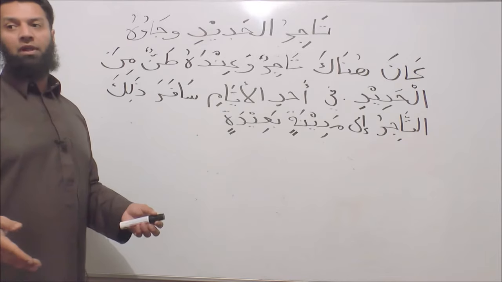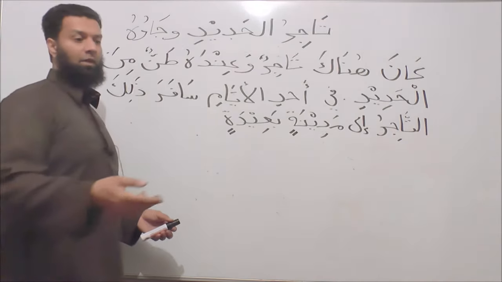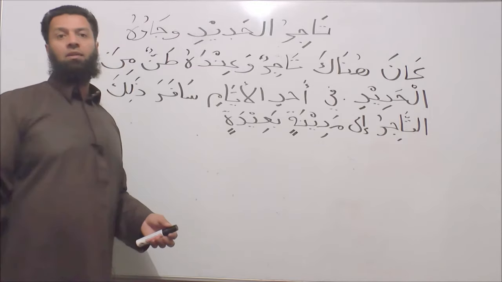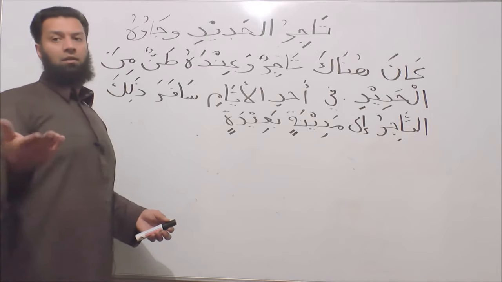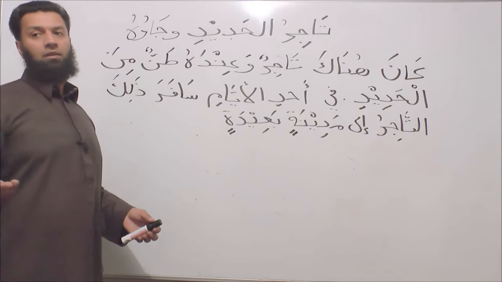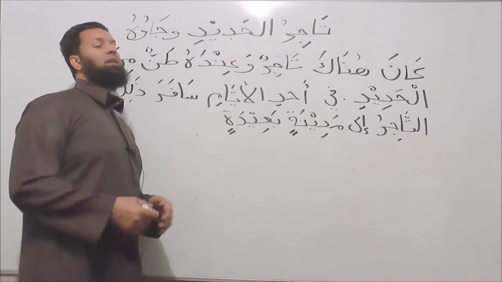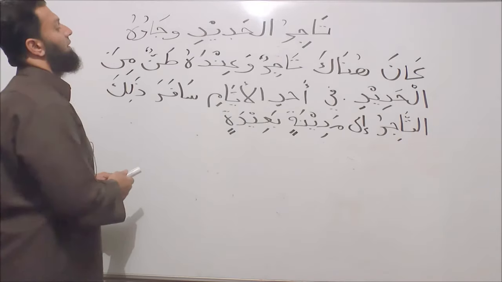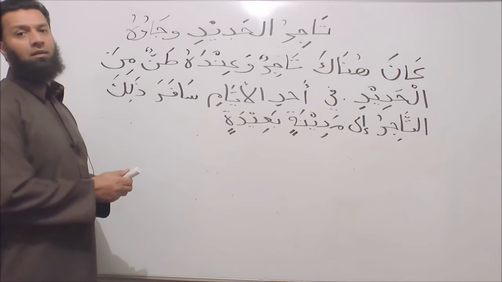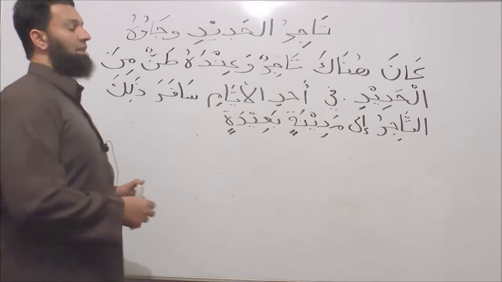A tall boy: waladun tawilun. A short girl: bintun qasiratun. A heavy book: كتاب ثقيل. Right. إلى مدينة بعيدة.